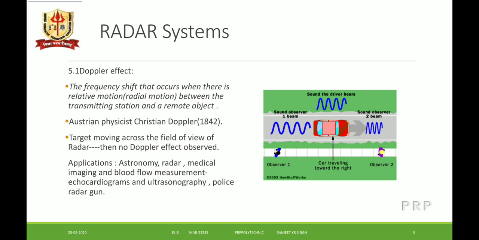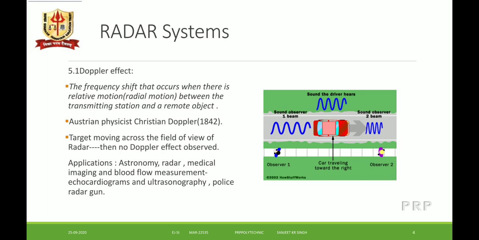So first of all, let's see what is Doppler effect. The frequency shift that occurs when there is a relative motion or radial motion between the transmitting station or a source and a remote object or an observer. This effect was first proposed by the Austrian scientist C. W. Doppler in the year 1842 and therefore named after him, Doppler effect.